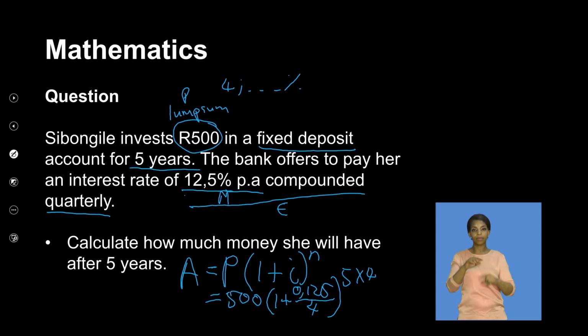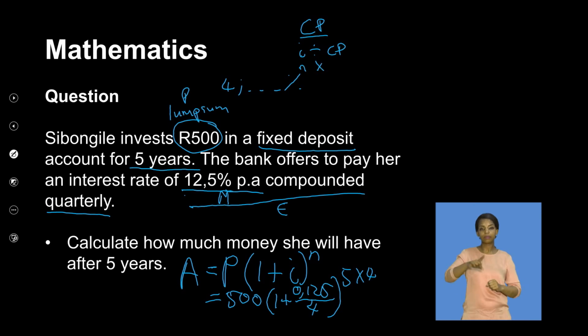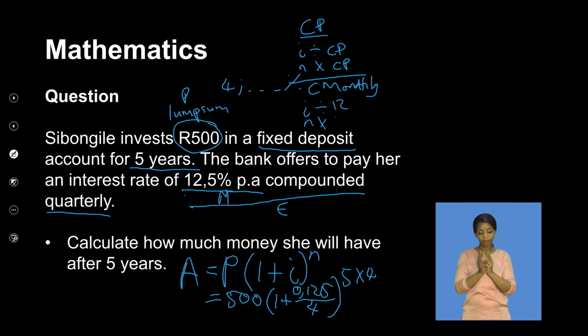So in simple terms, I am saying to you, when you look at our compounding period, which maybe I will just call CP, we are saying that the I will be divided by the compounding period, right? And the N will be multiplied by the compounding period. So, for example, if it is compounded monthly, this would mean that the I will be divided by 12, and then the N will be multiplied by 12.